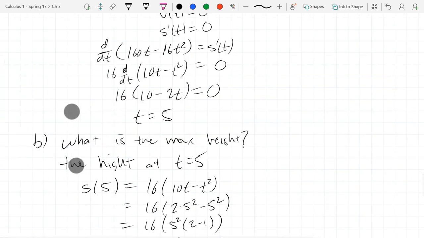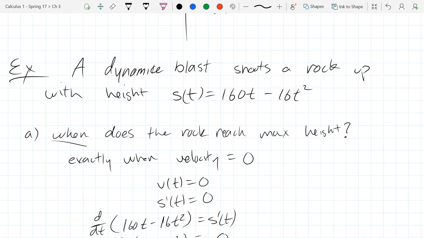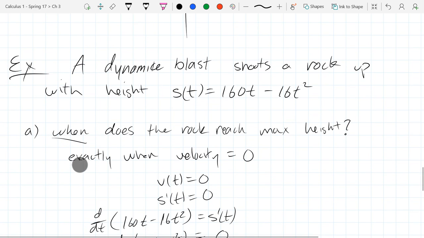Probably in feet somewhere. I didn't mention any of that. I think this is measured in feet, yeah.